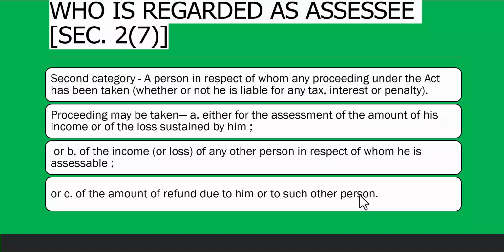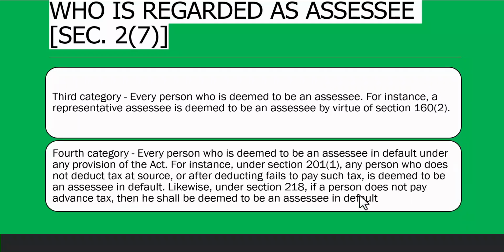So, what he's saying is that, if any proceedings under the income tax, the second category, a person in respect of whom any proceeding under the Act has been taken. Like income tax authorities entered into proceedings to collect tax, interest or penalty. Then he'll be called an assessee. Proceedings may be taken either for the assessment of the amount of his income or loss sustained by him. Okay, we'll do some illustrations before that, then we'll understand.